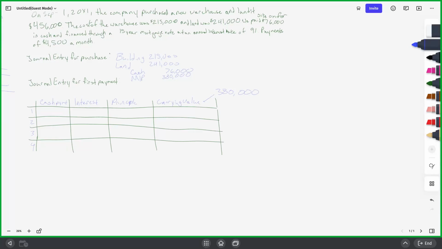So where we got the 380,000 was actually from figuring out, okay, how much cash did we pay down and how much did we still owe? So if we look over here and we add up our building and our land, we should get that number of 456,000. And you subtract out that cash payment that you put down, so your down payment. When you subtract that out, you should get 380,000.